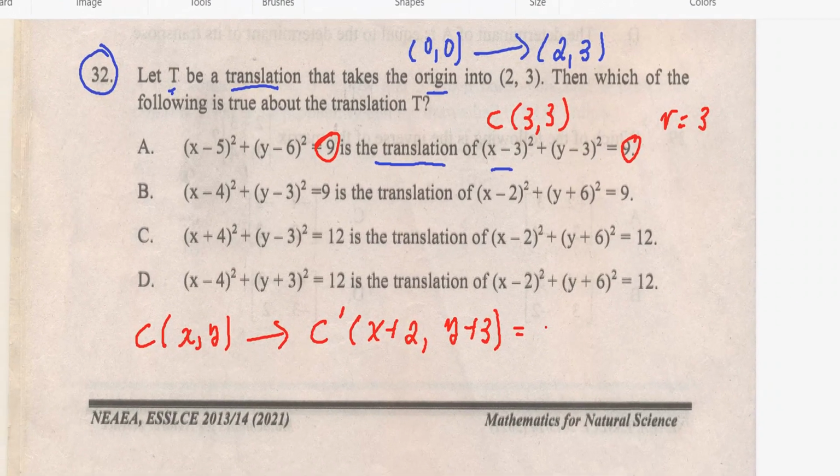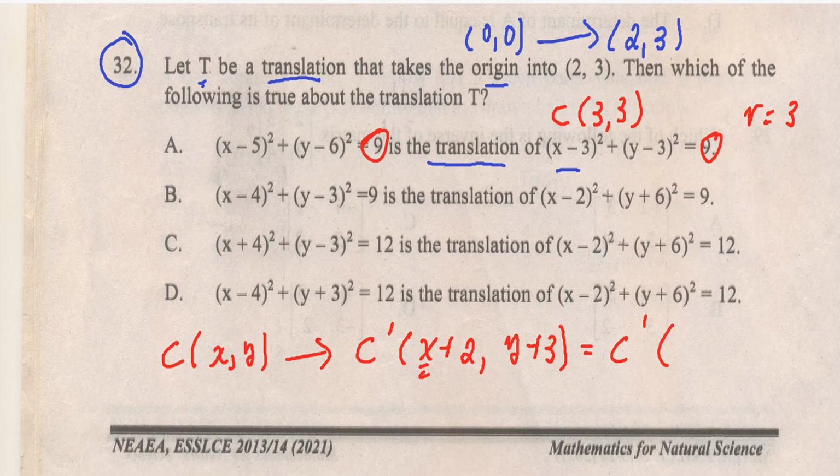So the new center will be x is positive 3, 3 plus 2 will be 5, y is also positive 3, 3 plus 3 is 6. Therefore the new circle will be x minus 5 the whole square, y minus 6 the whole square is equal to 9. So our answer is A.